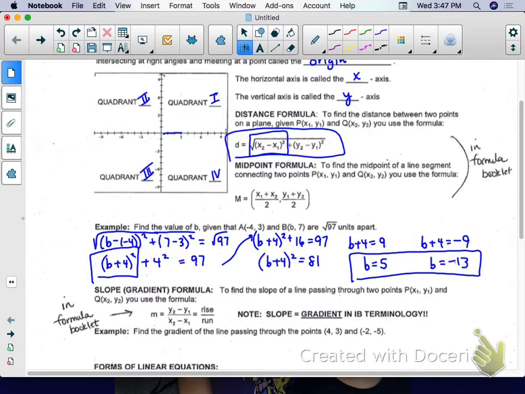Well, I can get that two ways. That can be an 81 if it's a positive 9. It can be an 81 if it's a negative 9. So plugging 4 in gives me a positive 9, and plugging a negative 13 in gives me that negative 9.